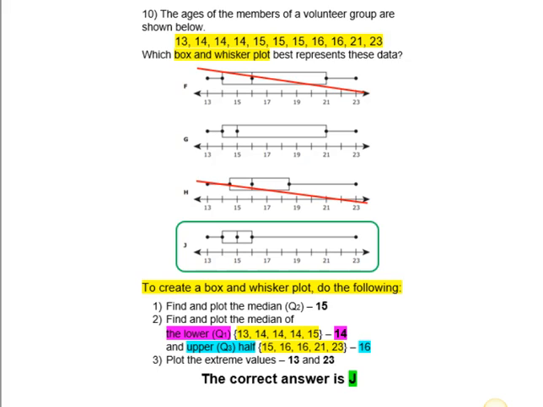So our answer choice is J, because for our lower half, 14 is our median number, and for our upper half, 16 is our median number. And when we plot those extreme values, which is the 13, that's the smallest number, and 23 is the highest number, J reflects this plot. Let's move to question number 11.